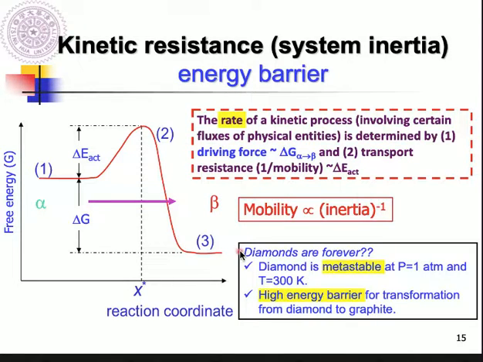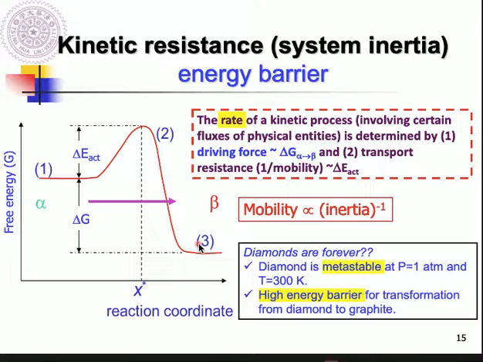Okay, so back to this case, alpha converted to beta. Maybe let's take an example of diamond and graphite. Probably you heard about that before. Diamond, at 1 atm and room temperature, is in a metastable state. You can consider it as here. And graphite is the most stable state for carbon atoms, so it can be here. So based on the energy difference, the diamond should convert to graphite, right? Yes, in thermodynamics, yes.